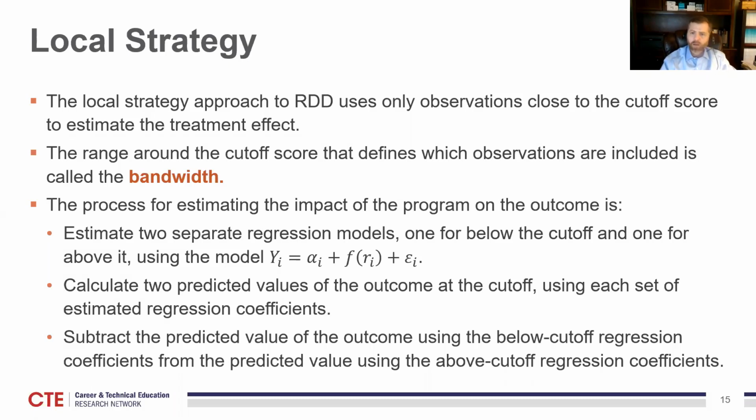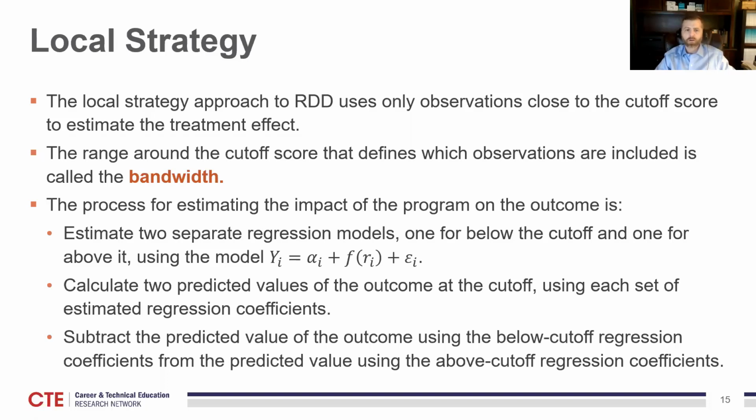The way that you can estimate the impact of the treatment in a regression discontinuity setting using the local strategy follows a series of steps. The basic intuition is you essentially estimate two separate regression models, one using the data on either side of the cutoff. So you estimate a regression model using data to the left of that cutoff score, and you estimate a separate regression model using only the data points with rating scores to the right of the cutoff.